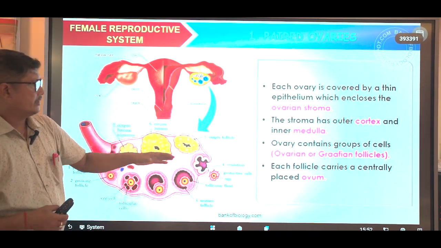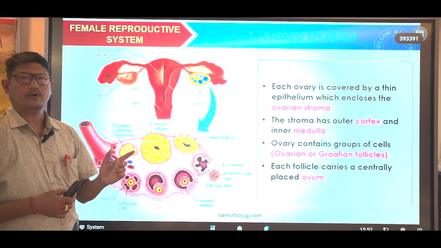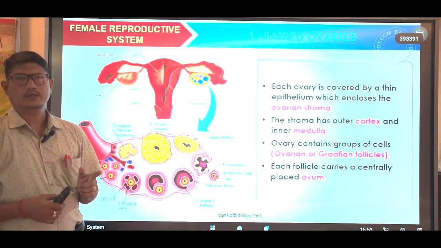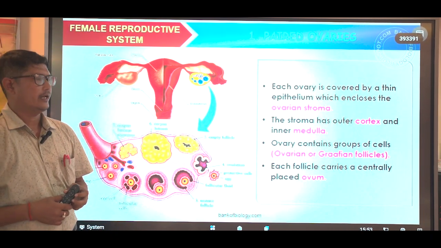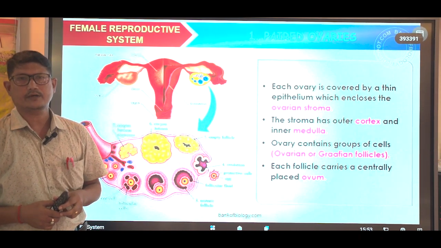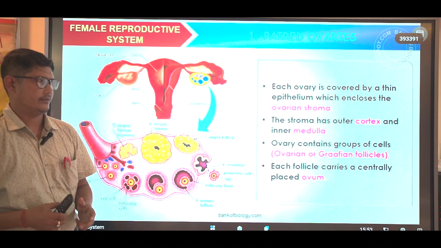Then this ovary contains a number of follicles which undergo a periodic cycle called the menstrual cycle, and that also leads to the formation of the ovum, which is known as the female gamete.